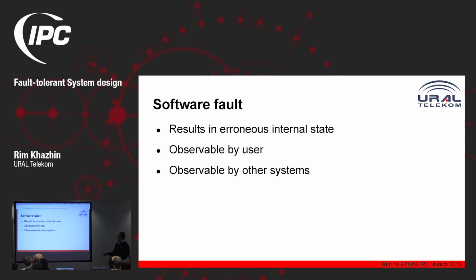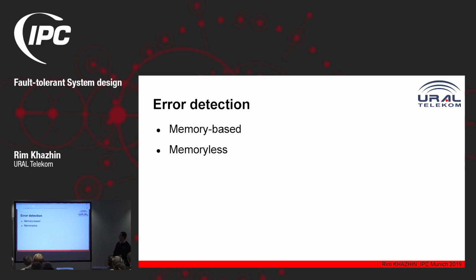So a software fault results in some internal state, but you should understand it. You should display it to the user, and you should notify other systems so they know that there's an error. Error detection can be memory-based. For example, you received some new profile data, you compare it with the previous and say, oh, look, in 5 minutes he couldn't grow older, just an example.